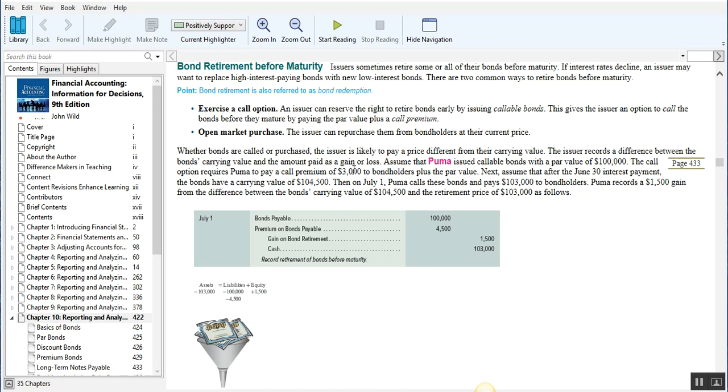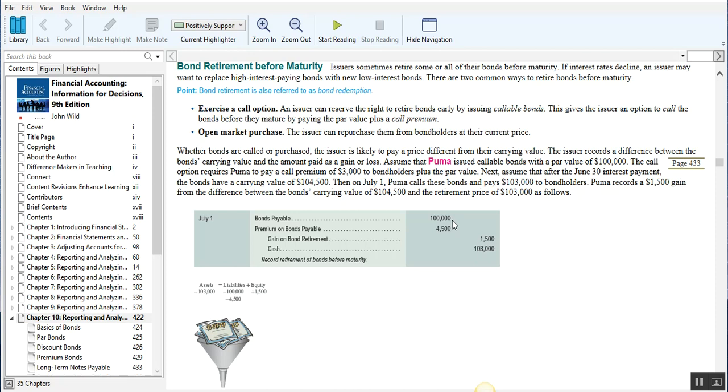To pay this bond off, we actually need to pay $103,000. That is the face value plus the call premium. So we're going to identify that here, $103,000 as the credit. That's what we're paying out. We're going to identify the debit to bonds payable here as $100,000.